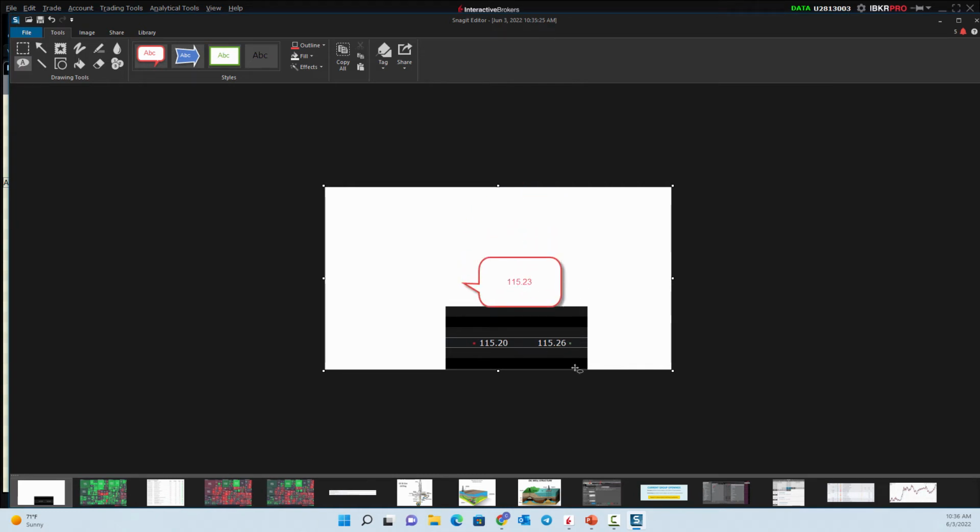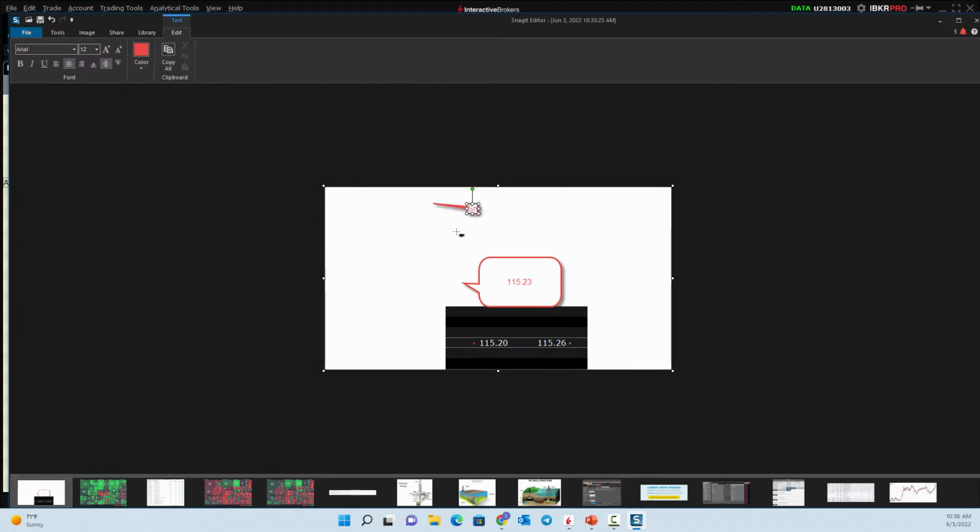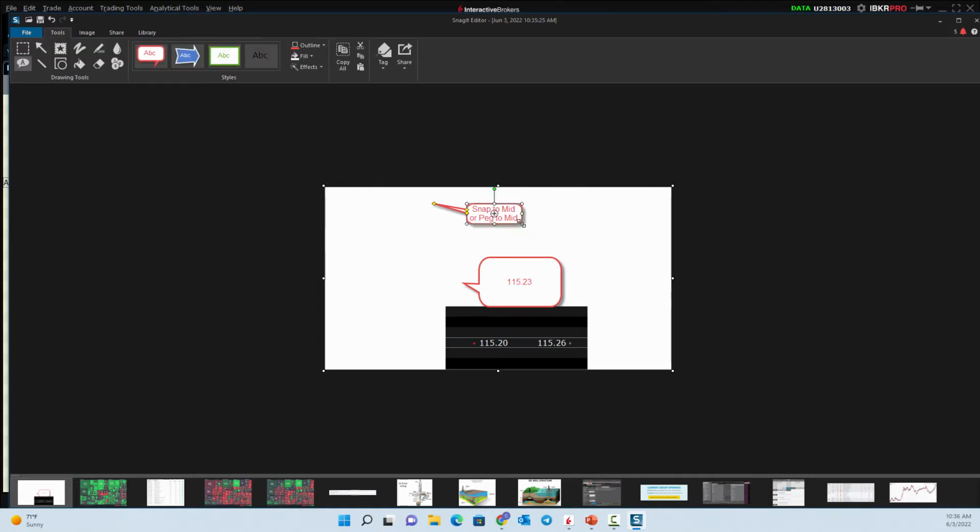So there are order types that you can put out there that go to the midpoint. There's two types. They call it snap to mid and peg to mid. So let's write this, snap to mid or peg to mid. And so what's the difference between those? Well, it kind of tells you in the name.